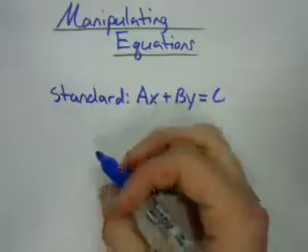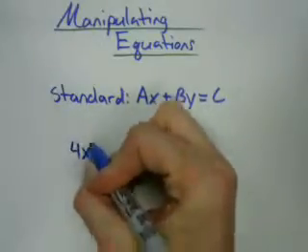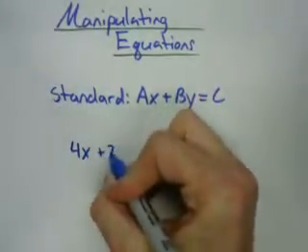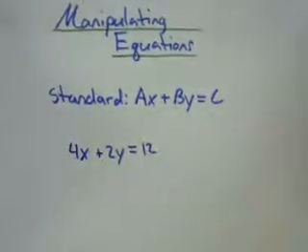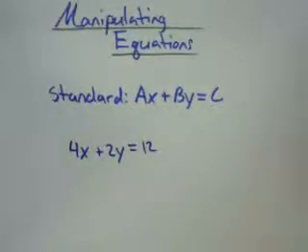So how about this? Well, let's start with 4x plus 2y equals 12. Now we're going to manipulate this algebraically. So that means we want to solve for y. Okay, we want to solve for the y. We want a y equals equation. Later on this will be called slope-intercept, but for right now it's just a y equals equation, which will better help us graph.